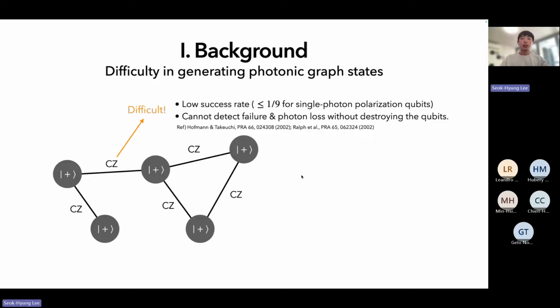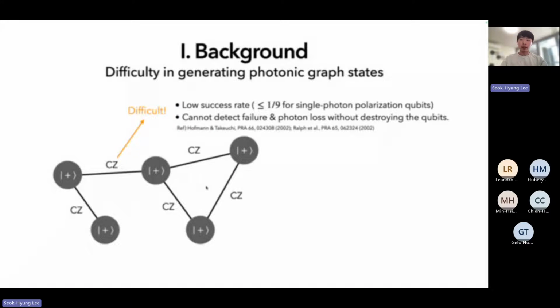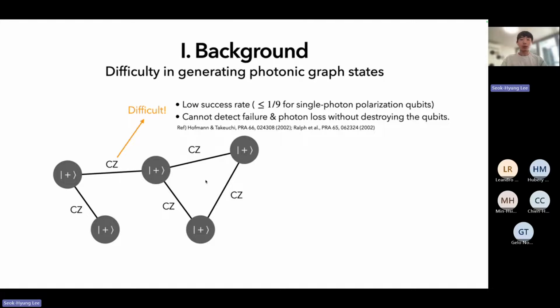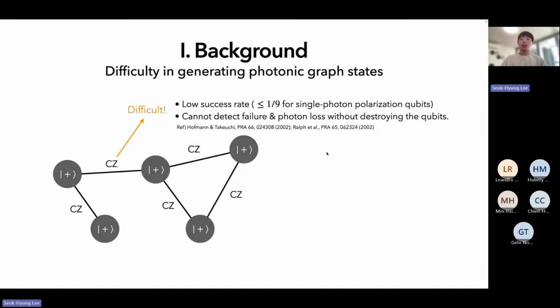To use these graph states, we need to know how to generate them. We can of course use the control-Z gate following their definitions, but it is quite tricky if you consider photonic systems because entangling gates between photons are very hard to implement. If we can use only linear optics, they can be done probabilistically with a very low success rate of 1/9 if you use single photon polarization qubits. And also, it cannot detect failure and photon loss without destroying the qubits. So it was one of the biggest challenges when you want to implement photonic quantum computing.